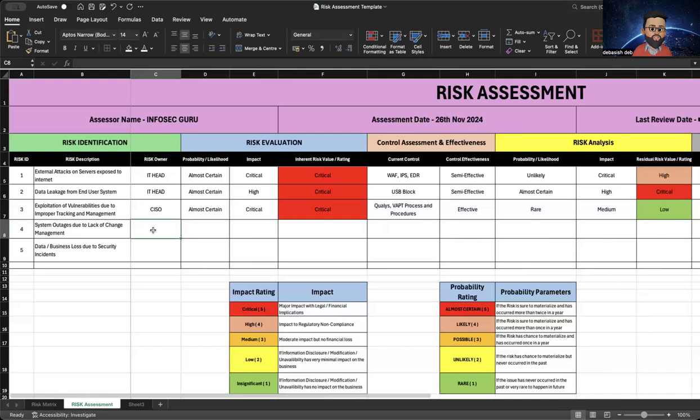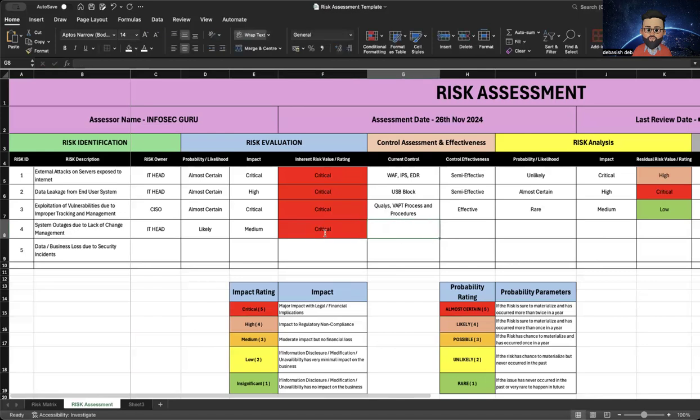Now, system outages due to lack of change management. Who owns the change management? Again, IT head. If there is no change management process, what is the probability? Probability would be, I would say, likely. What is the impact? System outage would have moderate impact, but no financial loss. So I would say medium. What is medium into likely? 4 into 3, 12. 12 plus is critical.